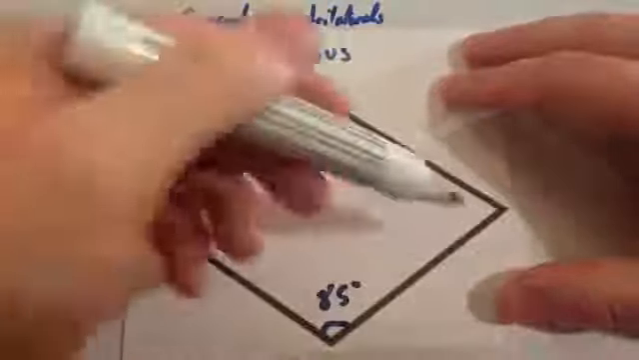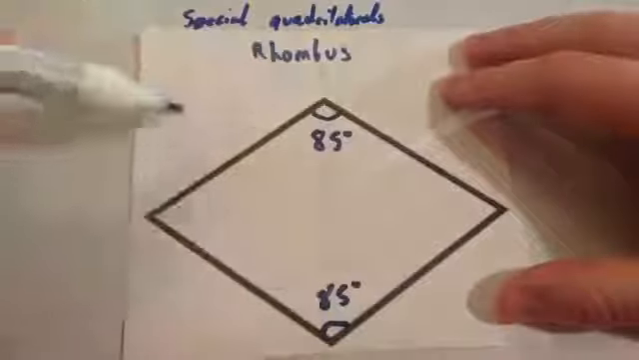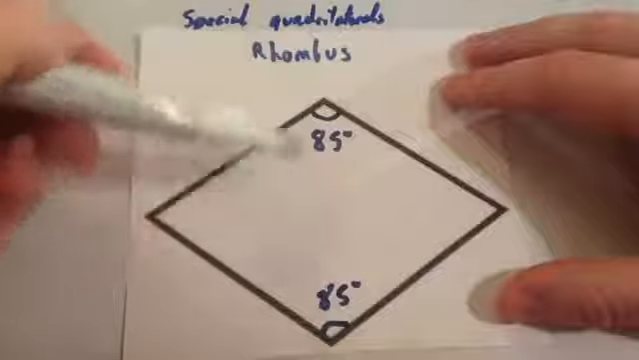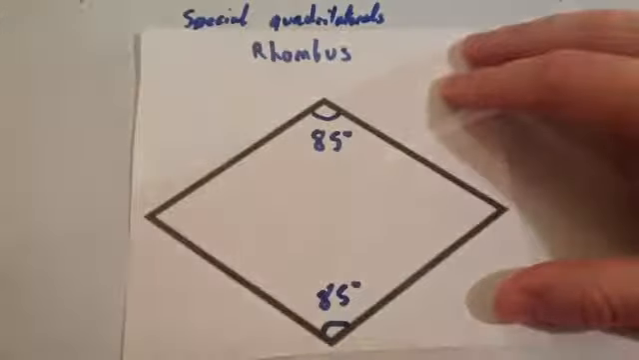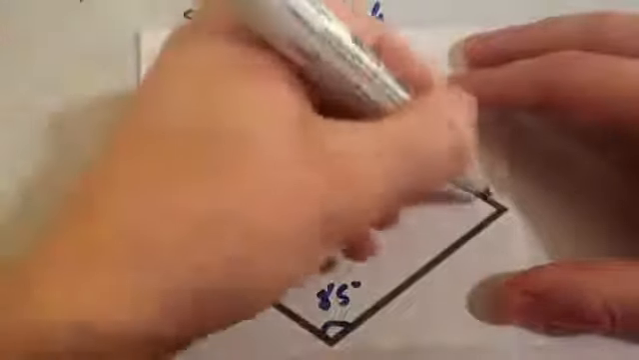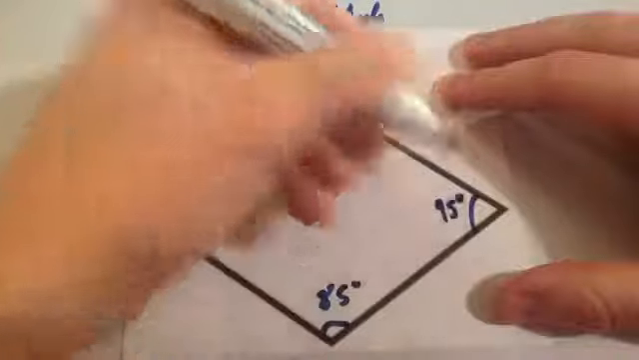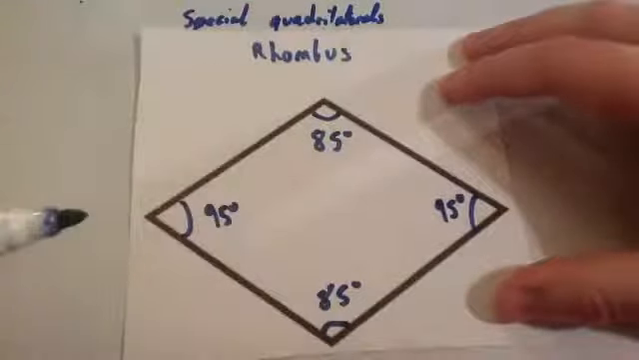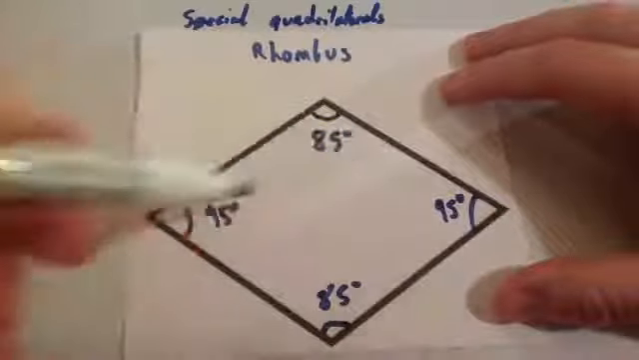You can actually work out what the other angles would be, because you know the four angles will add up to 360. If you add these two together, you get 170. Take it away from 360, that leaves you with 190, and then half of that would be 95 degrees and 95 degrees. So really in a rhombus, if you're given one angle, you can work out all four of the angles. The main thing is that the opposite angles are the same as each other.